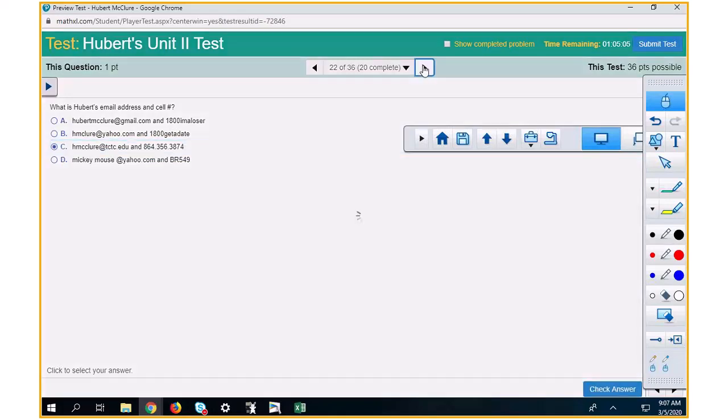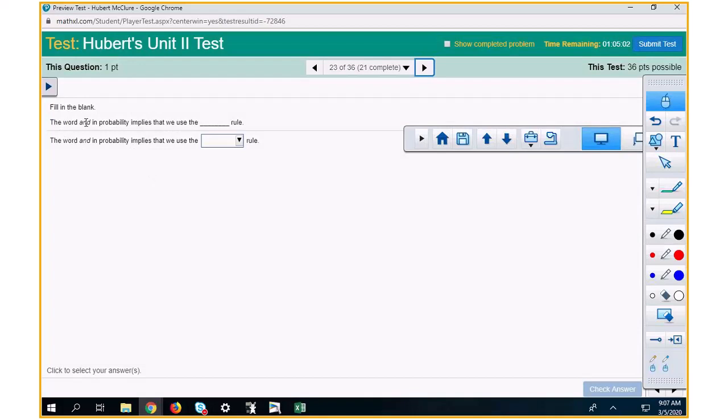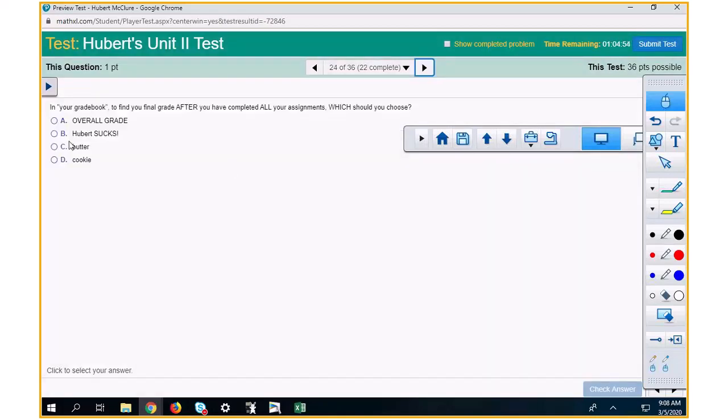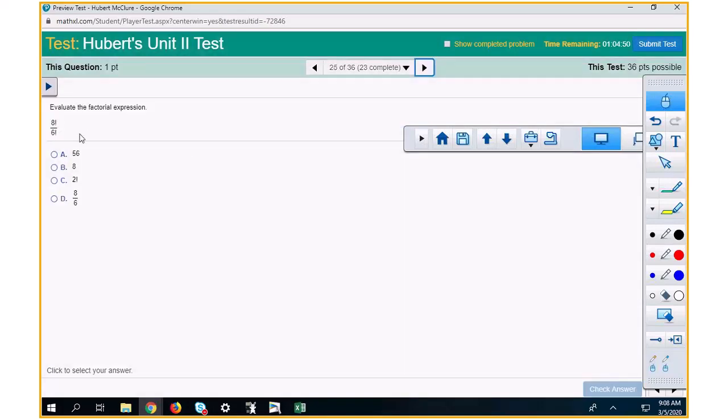Let's see. The word and in probability implies what rule? Multiplicative. Good job. Evaluate. Somebody evaluate that right quick. 8 factorial over 6 factorial. And that's a standardized test question.